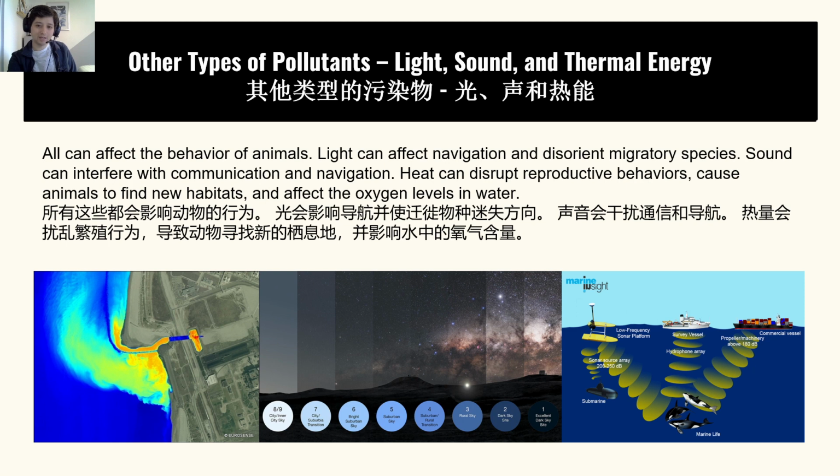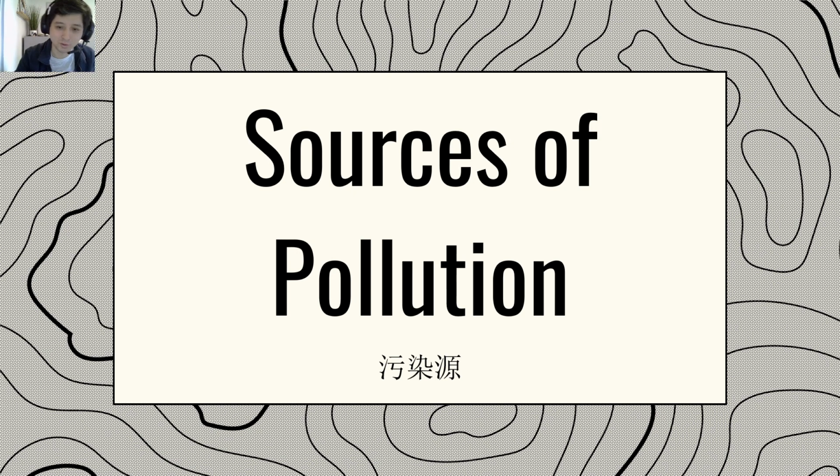and maybe cause their behavior to change in a negative way. Additionally, heat can disrupt reproductive behaviors, cause animals to find new habitats, and affect the oxygen levels in water. So sometimes, in this lower left-hand corner, animals are looking for a specific temperature to mate, to have children. And if there's an artificial source of heat, maybe from a factory or plant discharging, then that could change their behavior. Again, animals might leave an area if it gets too hot or too cold. And then it'll affect the oxygen levels in water, which obviously is a bad thing. Fish need oxygen, right?